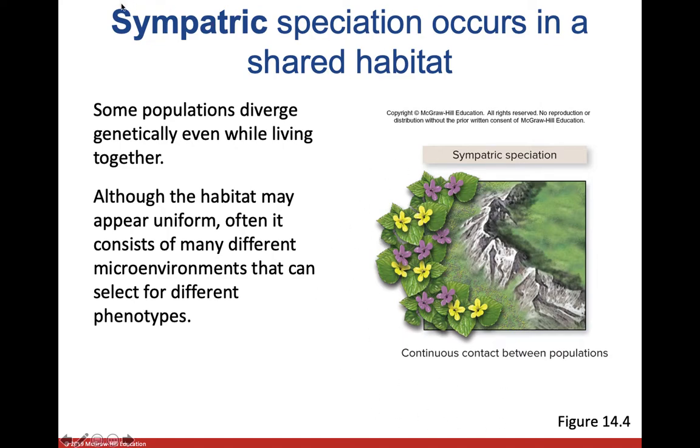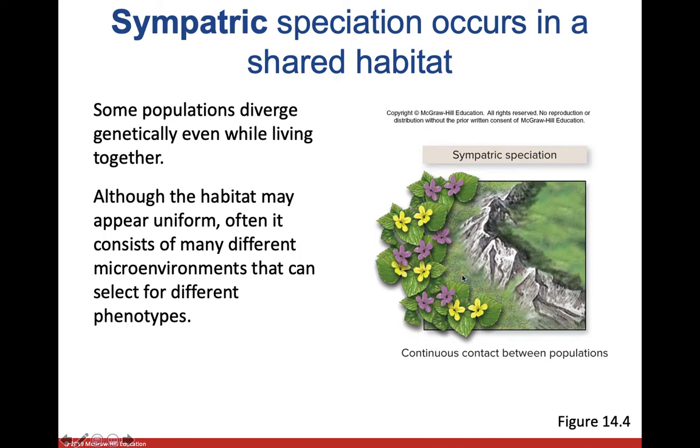Now, this is called sympatric speciation. And this occurs within a shared habitat. One organism will eventually speciate into two. Now, this can occur for lots and lots of different reasons. But the easiest way to explain this, for this example with plants, is the soil differences or the light differences.